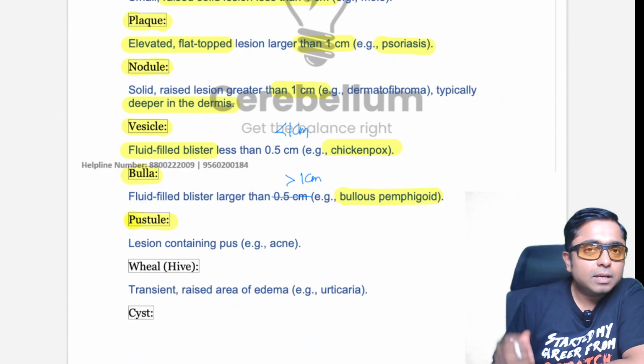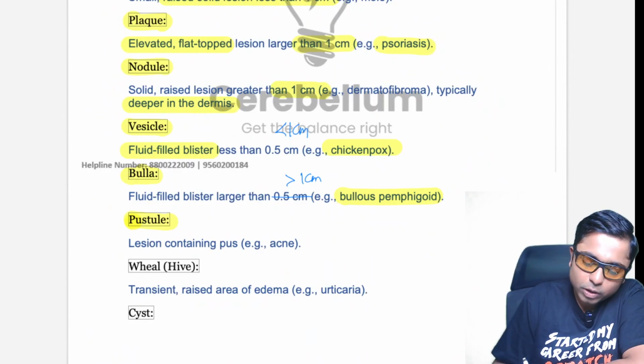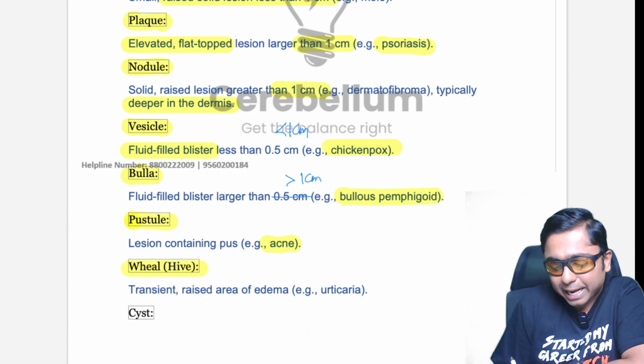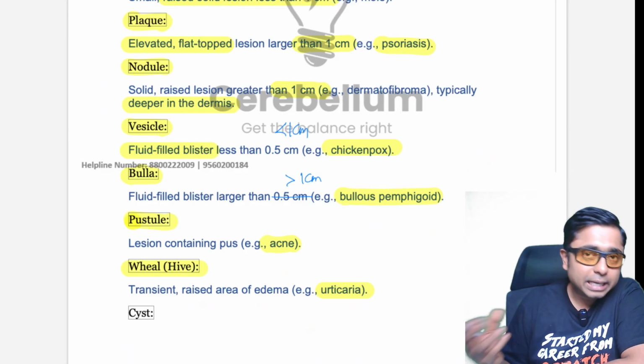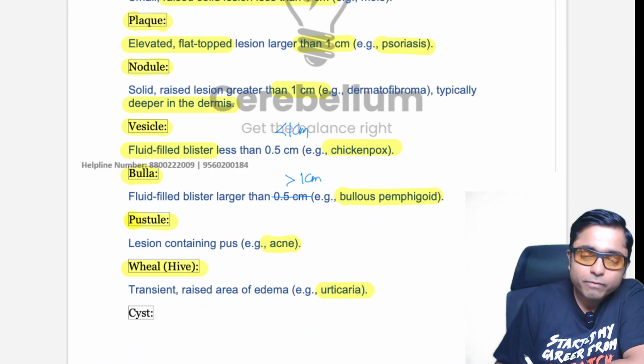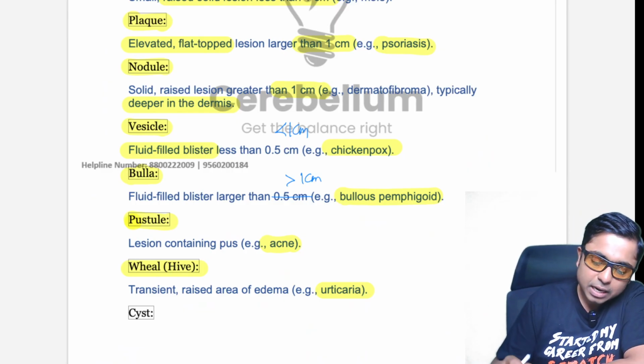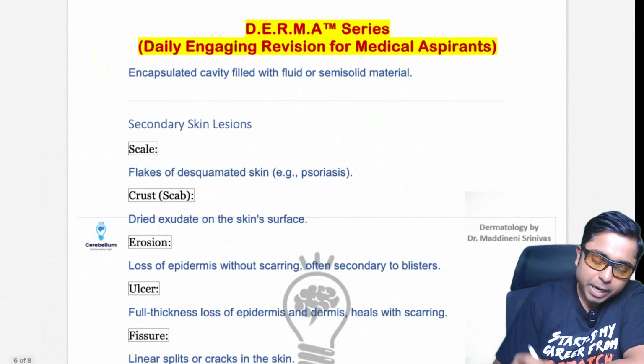Next is pus, pinpoint pus. If it is present, we call it a pustule. You can see them in acne. So wheals, like I have told you, are seen in urticaria, where there is going to be mast cell degranulation producing histamine. Wheals are categorized as primary skin lesions. Okay, next is secondary skin lesions.